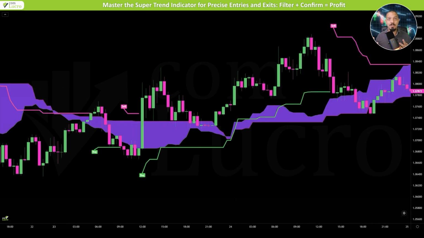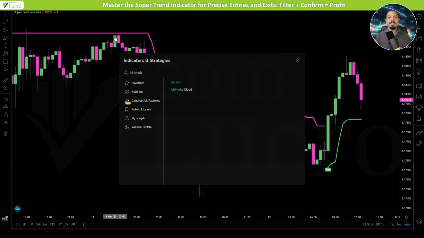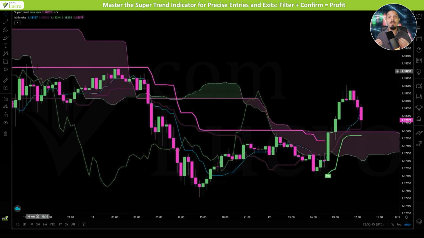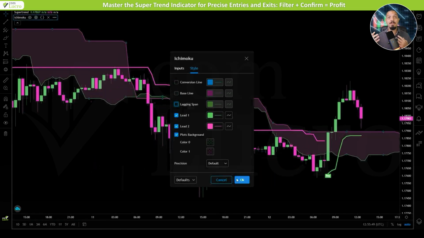Another strategy that you can combine with the super trend is with the Kumo Cloud. The Kumo Cloud is basically an Ichimoku cloud indicator with all parts disabled except the 2 lead lines.